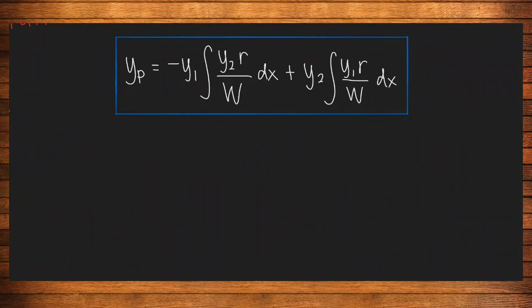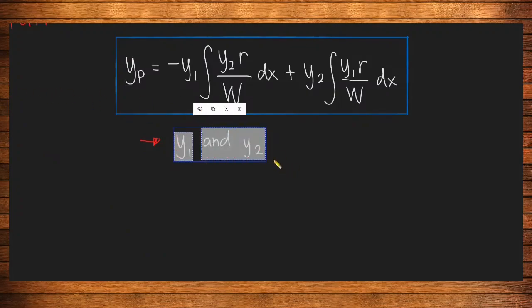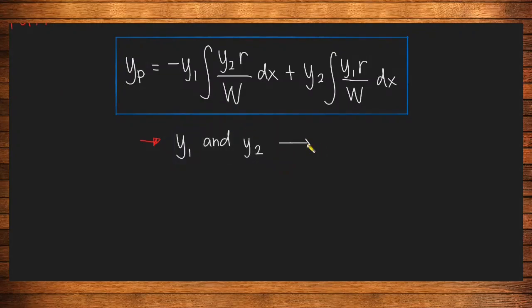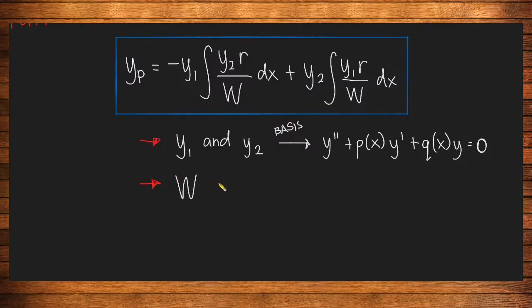And then, itong y sub 1 and y sub 2 naman will form a basis of solutions for the corresponding homogeneous ODE. So again, yung corresponding homogeneous ODE natin will be of the form y double prime plus p of x y prime plus q of x y equal to 0. And then, yung value naman ng denominator natin, so yung w, that will be equal to y sub 1 times y sub 2 prime minus y sub 2 times y sub 1 prime.